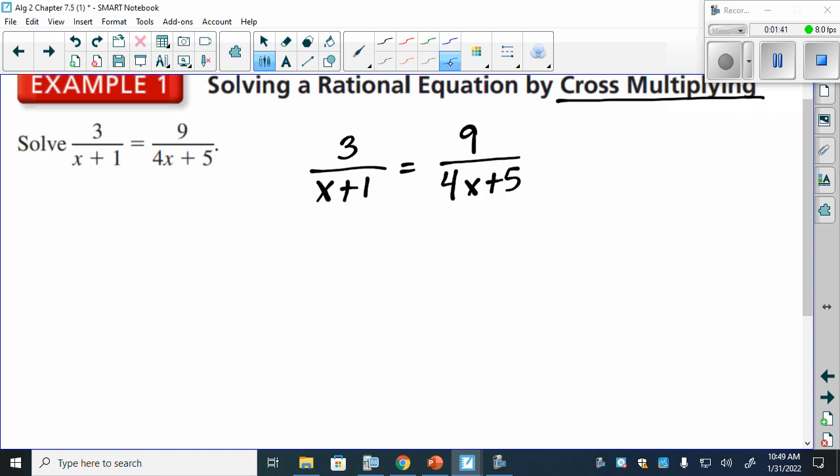Kind of like what we talked about on Friday with our complex rational expressions. We wanted the denominators to simplify out. We wanted to eliminate them. So if I was looking at the 9 over 4x plus 5, what would I need to multiply it by to simplify the denominator? What do I need to multiply this by? What do we need to multiply it by to get the denominator to simplify out?